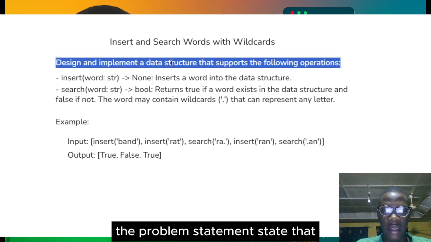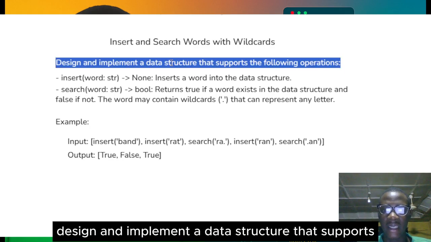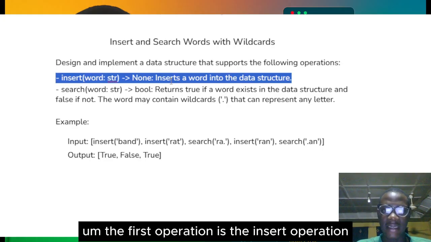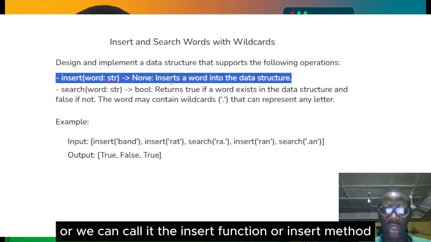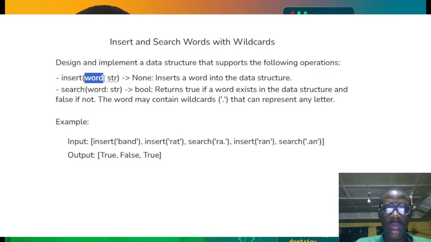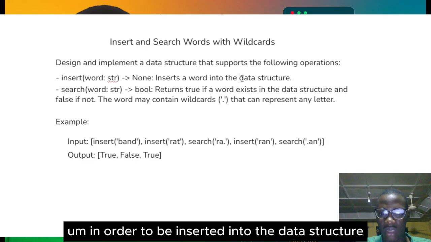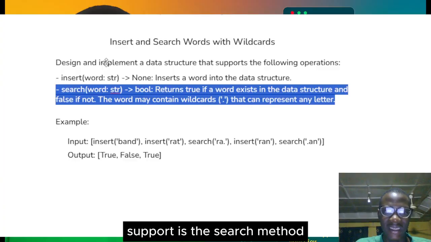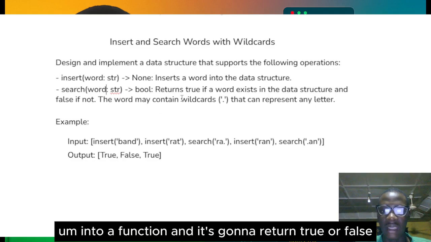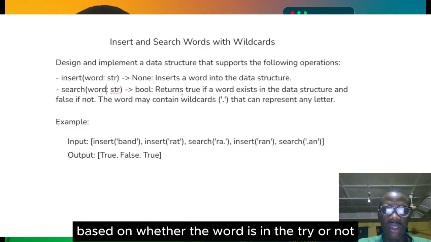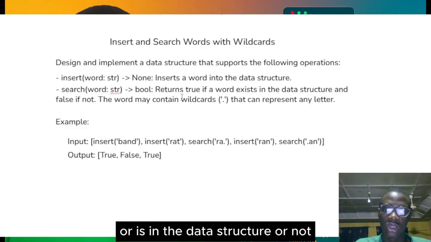The problem statement states: design and implement a data structure that supports the following operations. The first operation is the insert operation, or we can call it the insert function or insert method, whereby a word will be sent into this function in order to be inserted into the data structure. The second operation we want the data structure to support is the search method, whereby a word will be sent into a function and it's going to return true or false, a boolean, based on whether the word is in the trie or not, or is in the data structure or not.